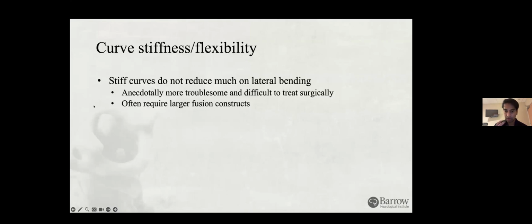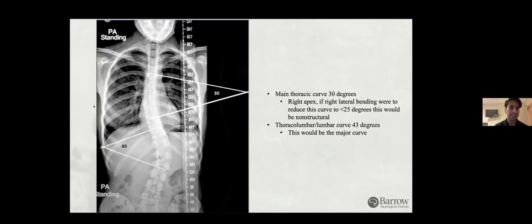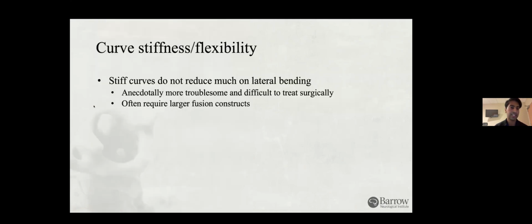Just from clinical guidelines and practices, a stiff curve is one that doesn't reduce that much. So if a 43-degree curve from the last one only became 40 degrees on lateral bending, that would be a stiff curve. Those are just in general harder to treat, often need bigger surgeries.